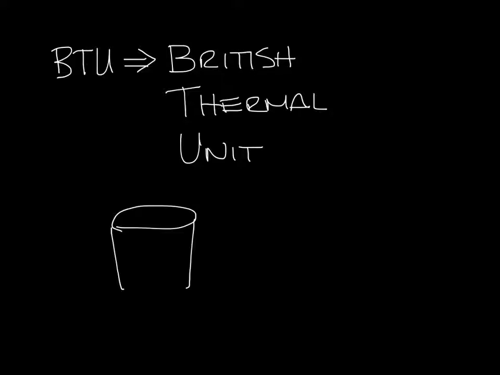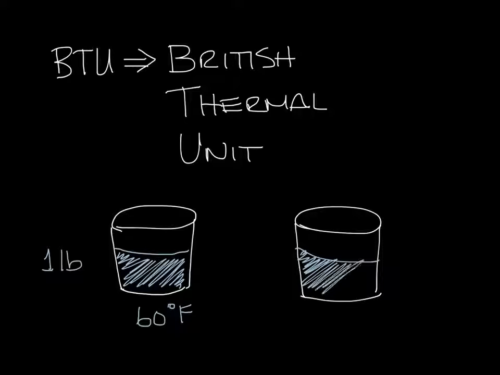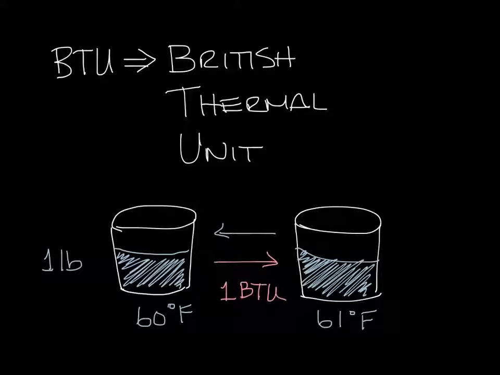So let's say you have 1 pound of water. We'll draw a little bucket with 1 pound of water in it. And let's say this is at 60 degrees Fahrenheit. To raise the temperature of this water 1 degree to 61 degrees would take 1 BTU. The BTU is the amount of energy needed to raise or lower the temperature of 1 pound of water by 1 degree. So let's move this up out of the way.